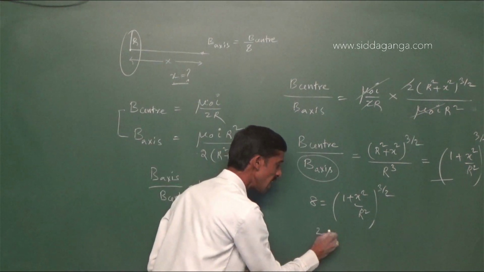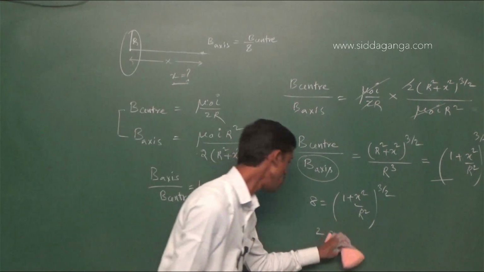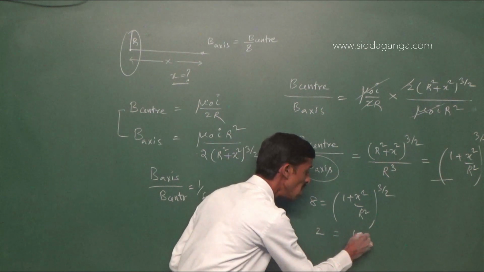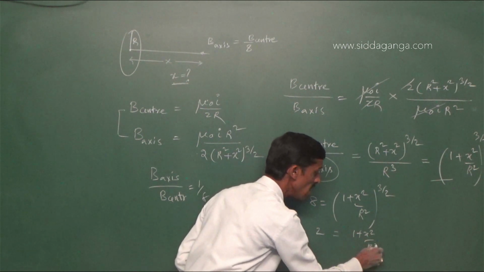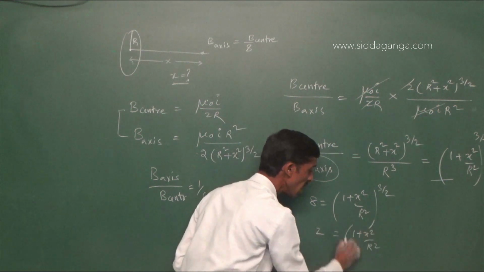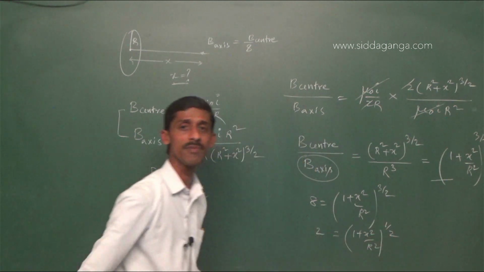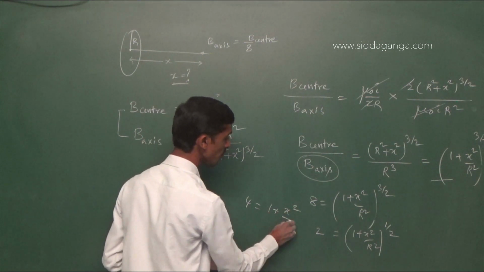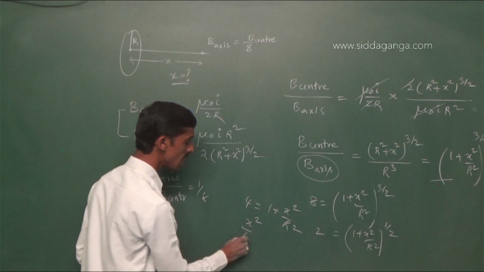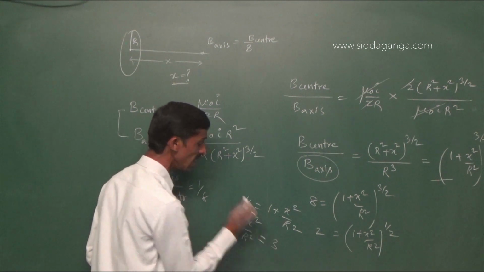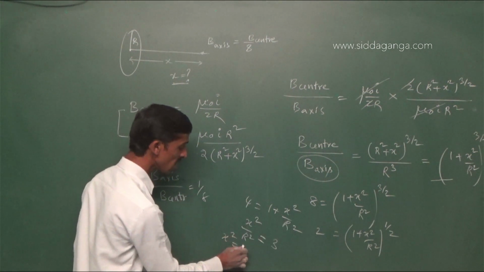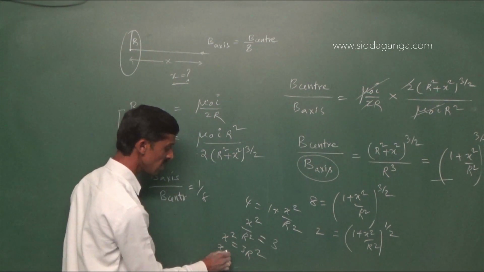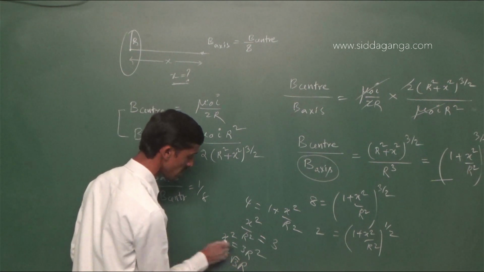8 can be written as 2 cube. So 2 cube is equal to (1 plus x² by r²) whole to the power of 3/2. Cube root gives 2 on the left. So squaring on both sides, 4 is equal to 1 plus x square by r square. So x square by r square is equal to 4 minus 1, that is 3. So x square is equal to 3r square. So x is equal to root 3 times the radius.